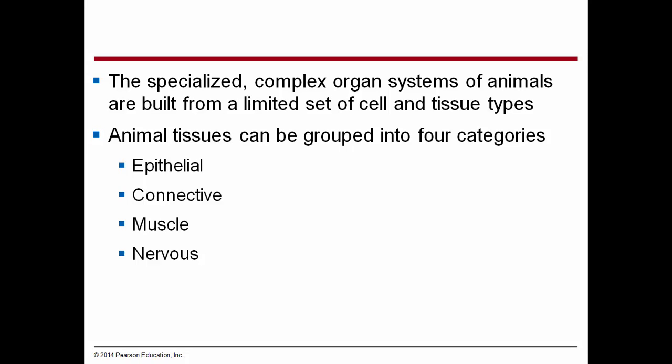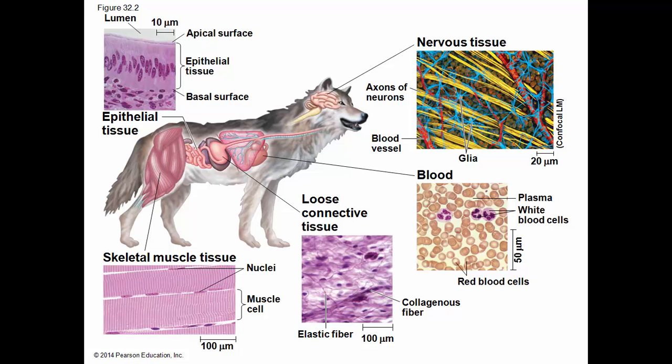The specialized complex organ systems of animals are built from a limited set of cell and tissue types. Animal tissues can be grouped into 4 categories: epithelial, connective, muscle, and nervous tissues. Okay, here we have a vertebrate, a mammal, and these are the different tissues that compose the organs and the organ systems. Okay, I'm going to go into these in detail here.